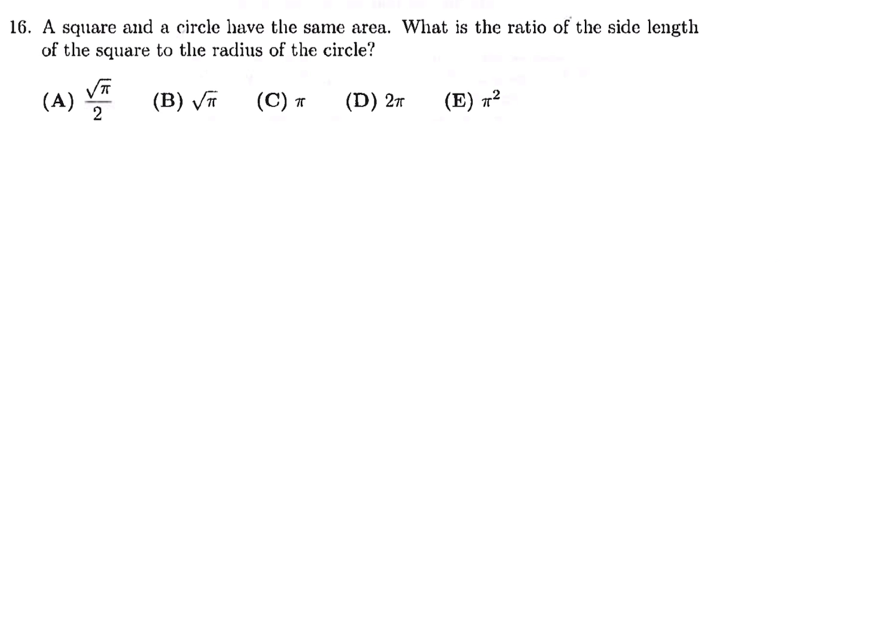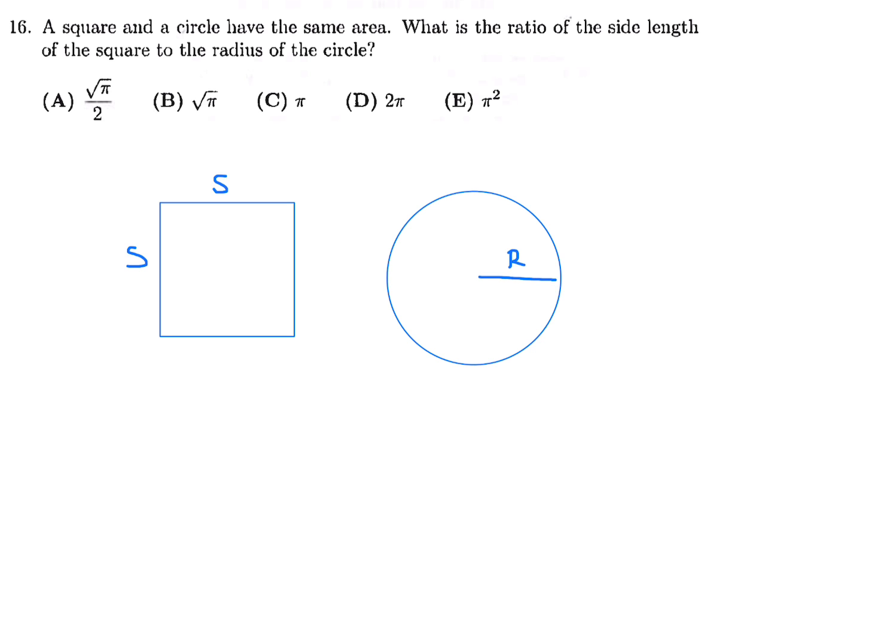A square and circle have the same area. What is the ratio of the side length of the square to the radius of the circle? You got a square, you got a circle, and they've got the same area. Okay, no problem. So I'll just call this S, and the radius here we'll just call R.